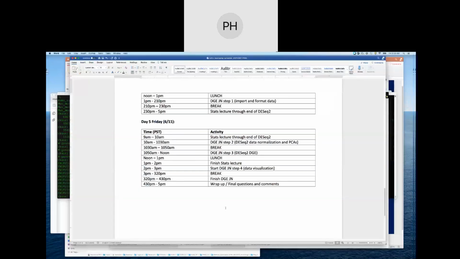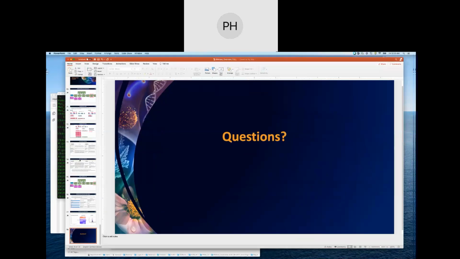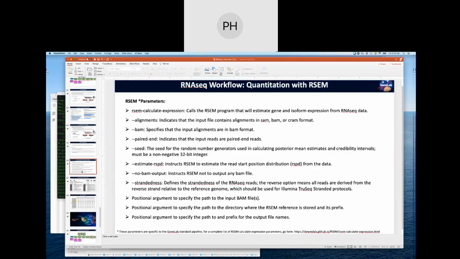And we had a question about the first one, being calculating the length and the effective length, how RSEM does that. So I do have a quick correction. Let me just pull up so you guys can see what I'm talking about here.